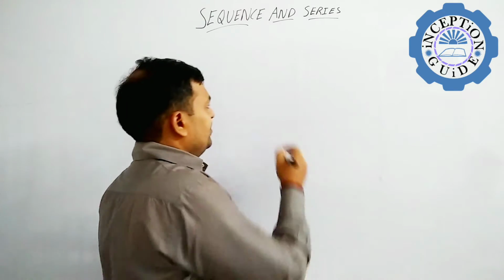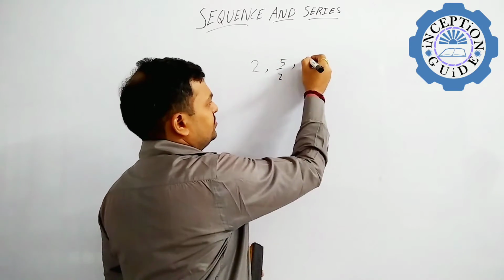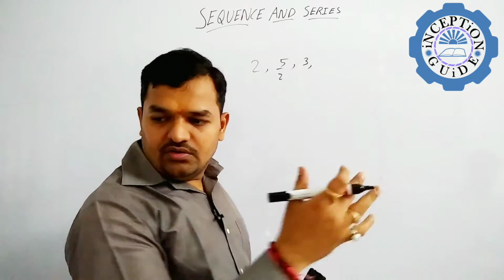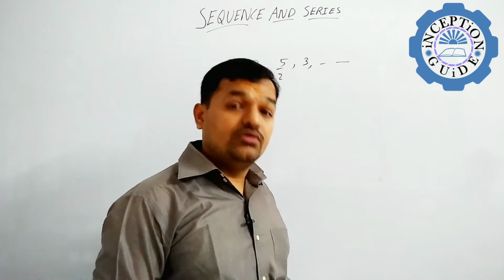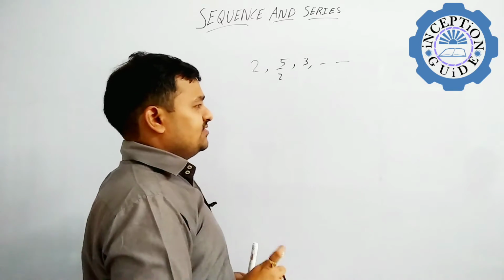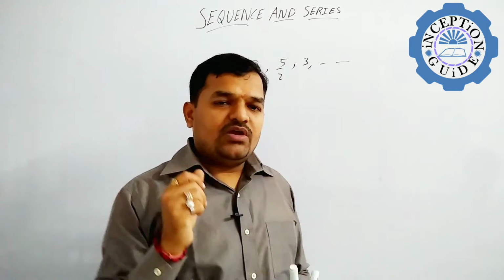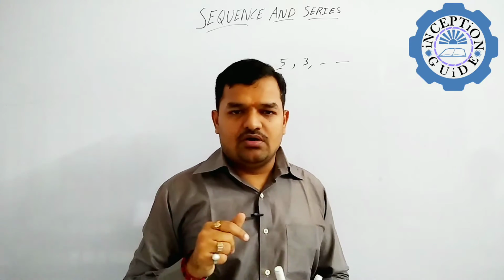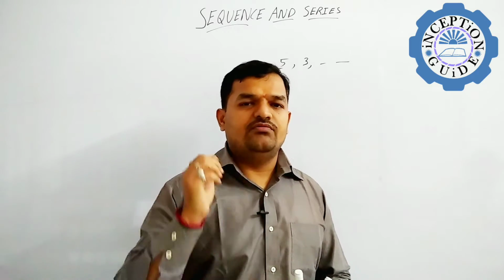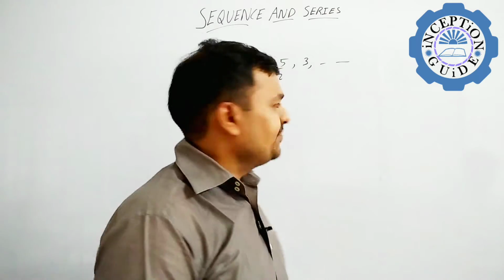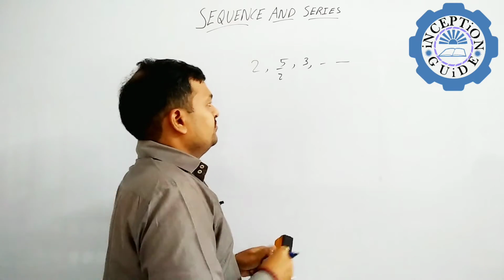So let us take the very first question: 2, 5 by 2, 3, 7 by 2, and so on. Identify whether the sequence is in AP or not. First of all, I would like you all to try. Give your answers quickly in the comment box. I will be counting till 5. 1, 2, 3, 4, 5. The time is over. Now let us see whether the sequence is in AP or not.